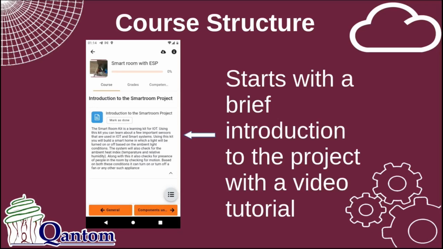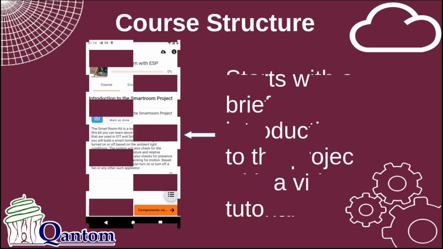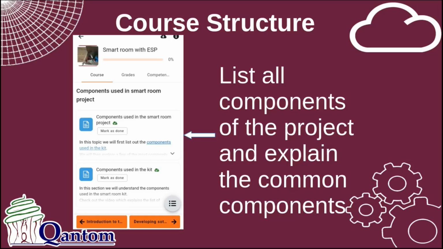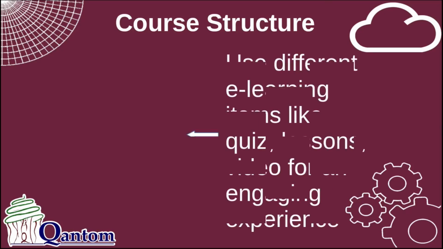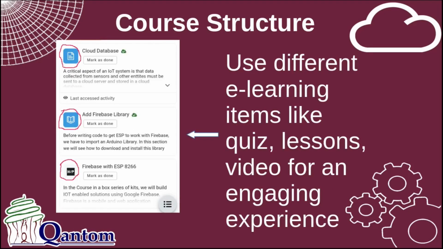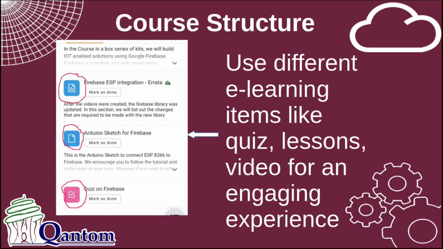To start with, there is an introduction about the kit. The next item in the course is a section called Components. In this section, we will first list out all the components required to build the project, in this case the Smart Room project. The tutorial will then explain the most common components required for building the project. This section will be almost identical for all Course in a Box kits as it covers the most commonly used components. Each course will contain different types of e-learning content like descriptive pages, video tutorials, quizzes, exercises, etc.